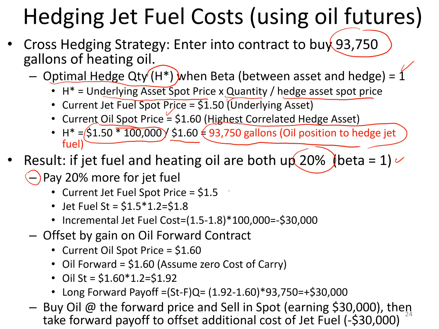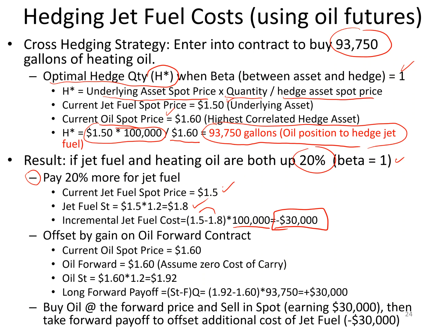So if the current price of jet fuel is $1.50 and it goes up 20%, it's now selling for $1.80 next year. So they're going to pay an extra 30 cents for jet fuel on 100,000 quantity. They're going to pay $30,000 more for jet fuel. That's if they're unhedged.